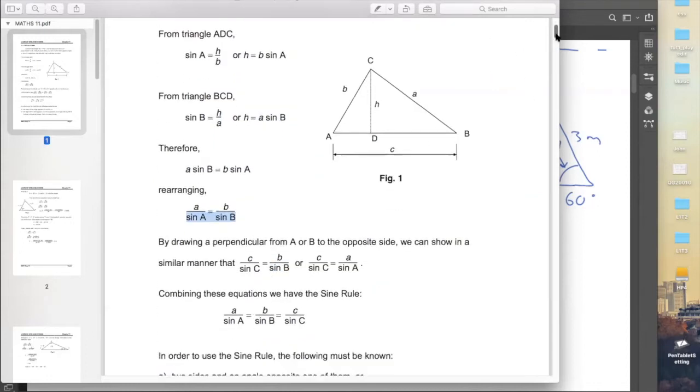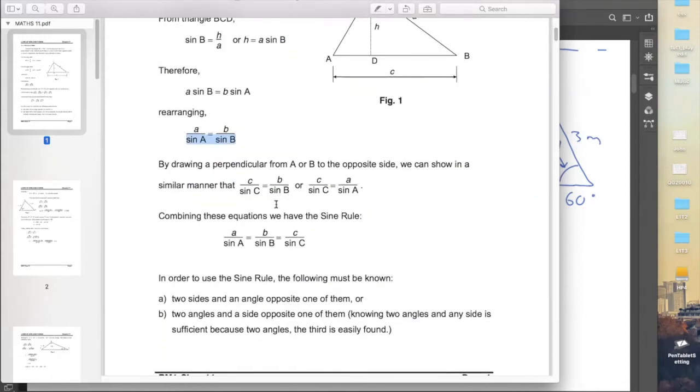Okay, if we move on, we can also derive A over sine A equals B over sine B equals C over sine C. So in order to use the sine rule, these are the conditions. My question is, is there an easy way for you to spot when you will use the sine rule?